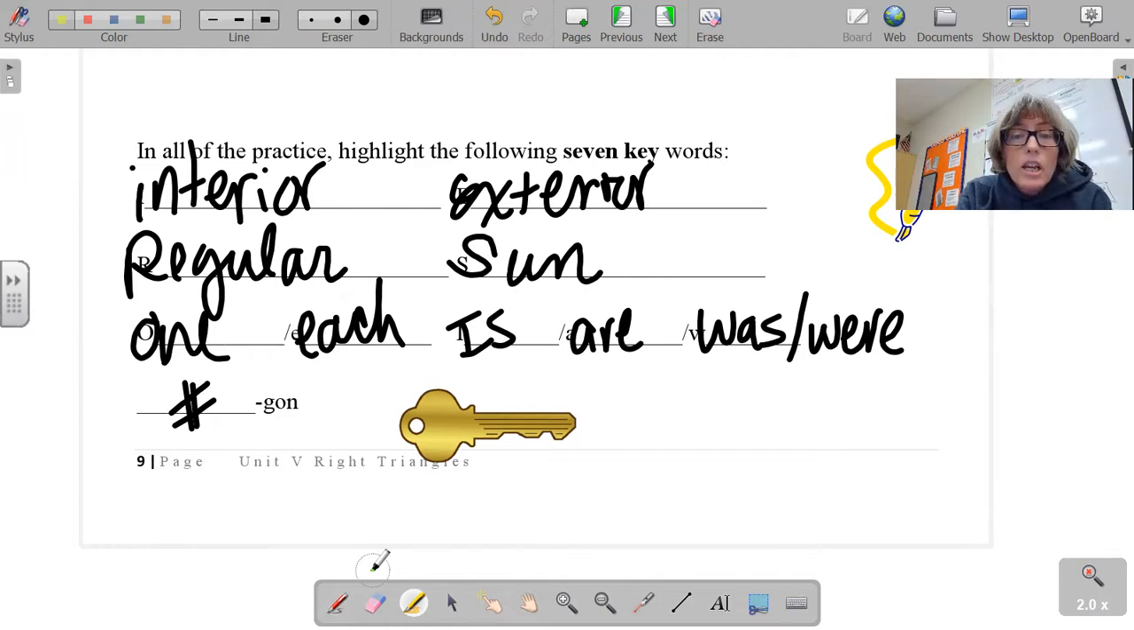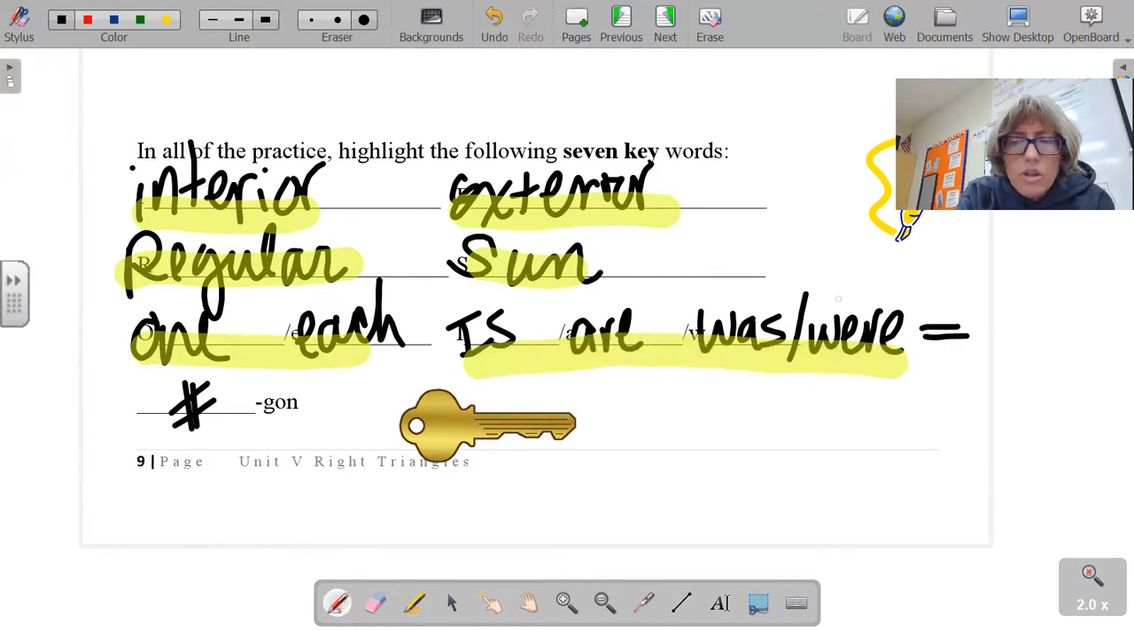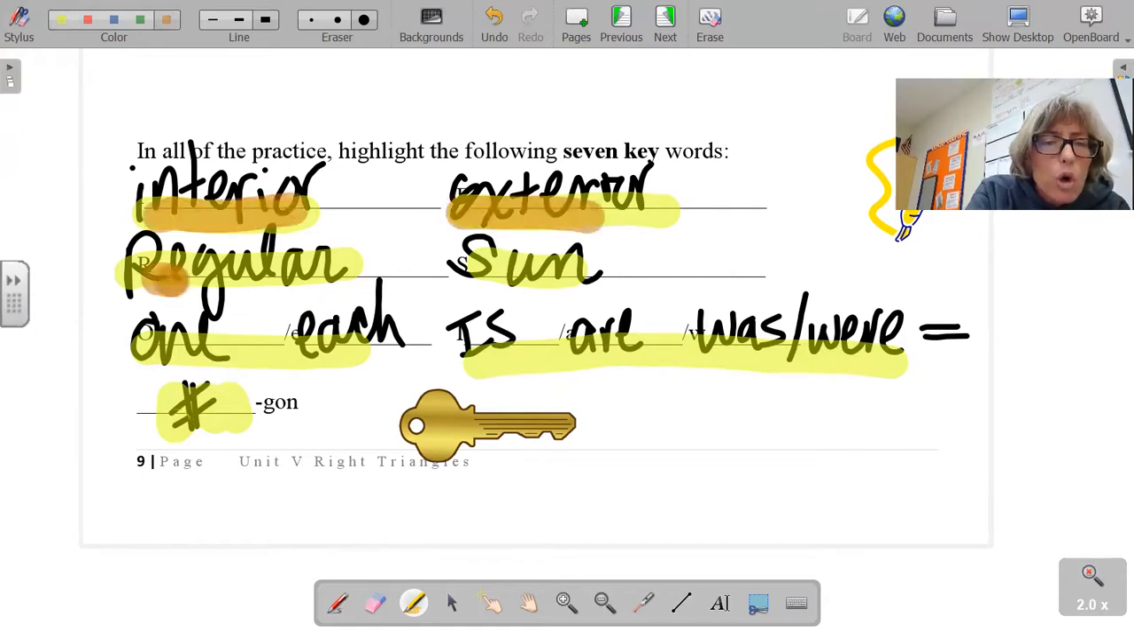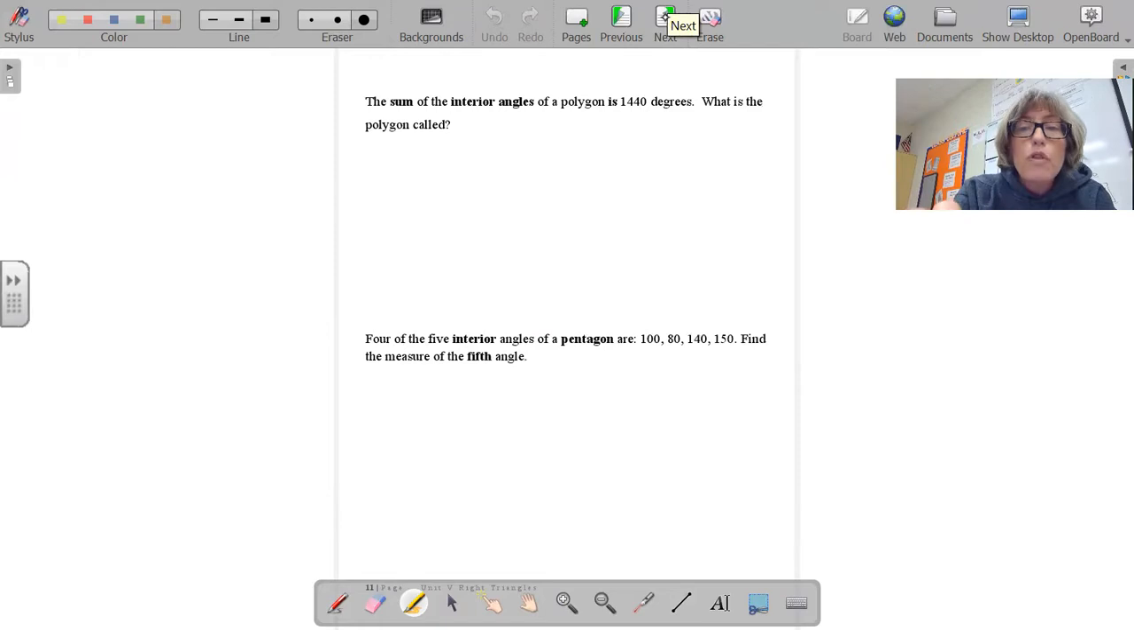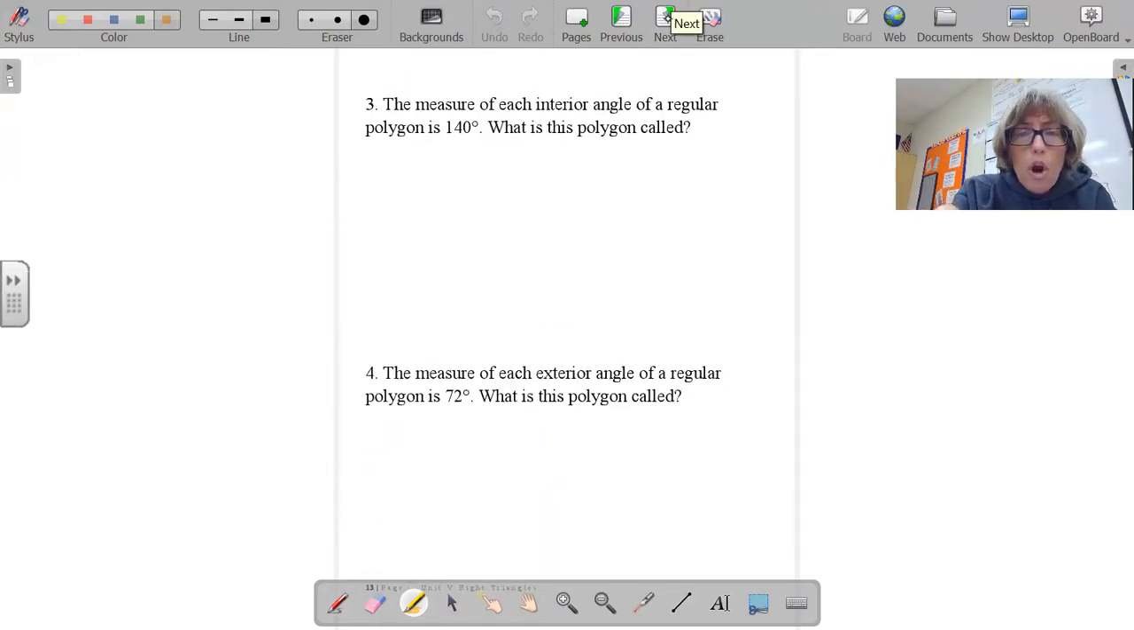Here are your key words, seven key words or phrases. Interior, exterior, regular, sum, one or each, is, are, was, were, which constitute equal signs, and then the specific number of sides that we're dealing with. So as we do the next problems, if you see any one of these seven words or phrases, it's important you underline them. So that tells you which of the four equations we're working with. The equations are sum interior, sum exterior, one interior, one exterior. I'm going to do five with you, and then you're going to do four on your own, and we'll go over it.